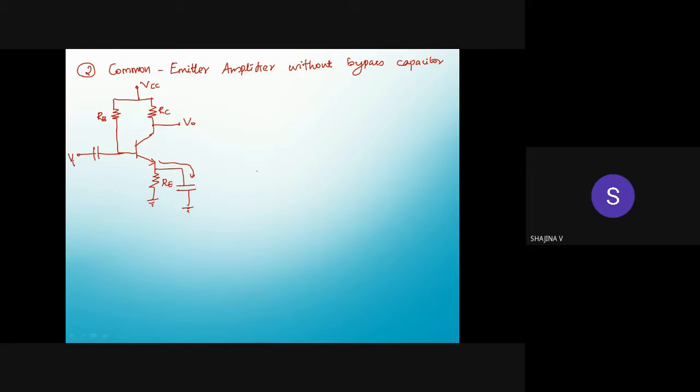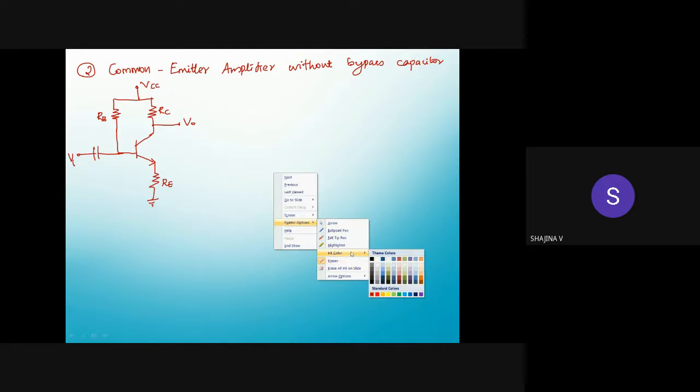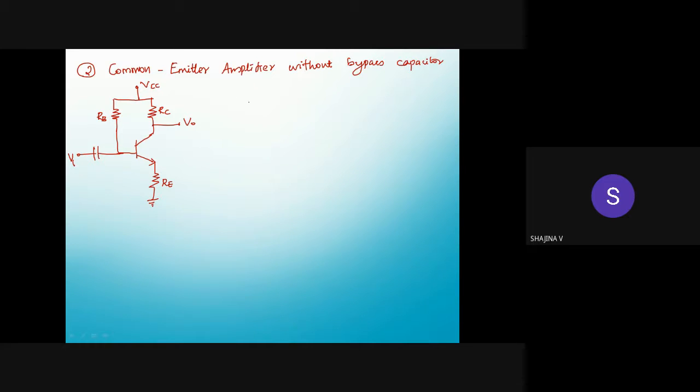Okay, so we can say here our feedback element is this emitter resistance Re, which is common to both input and output. First you have to identify the feedback element and the topology. Here my feedback element is the element common to both input and output, that is this Re. So this resistor is the feedback element.